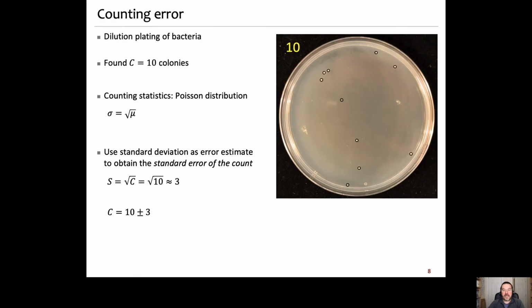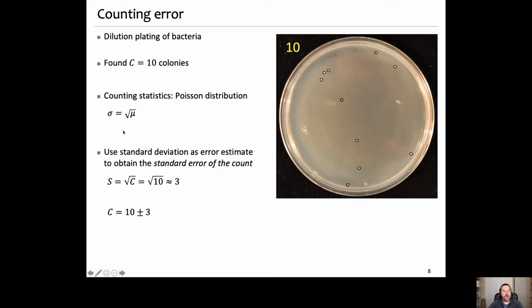A special case which we can discuss separately is a counting error, which is a pure statistical error from Poisson distribution. Imagine another experiment where we do dilution plating of bacteria. This is a result from one experiment. We have 10 colonies.